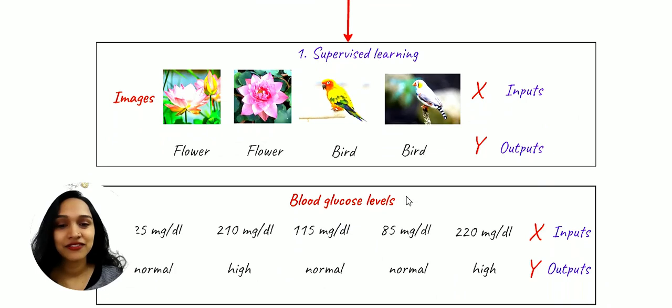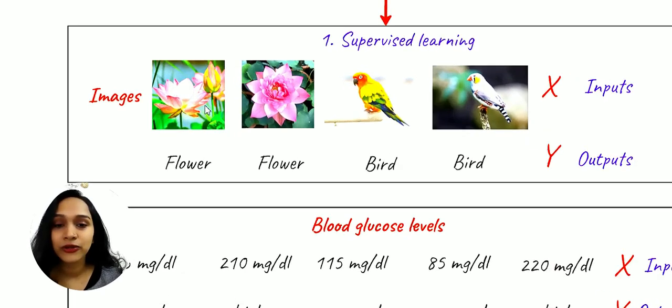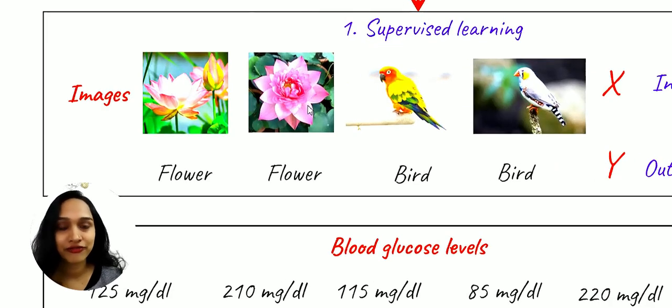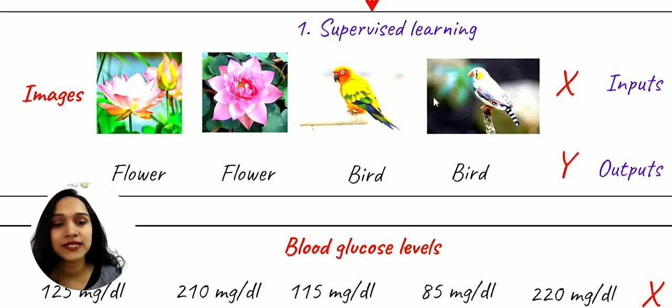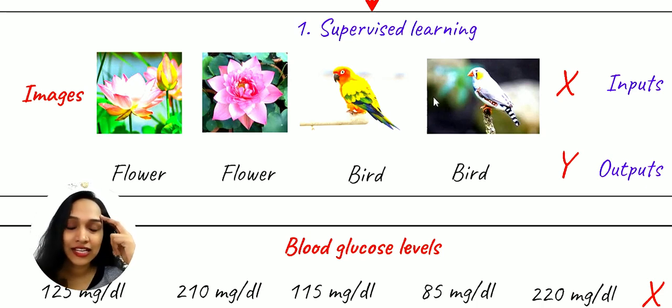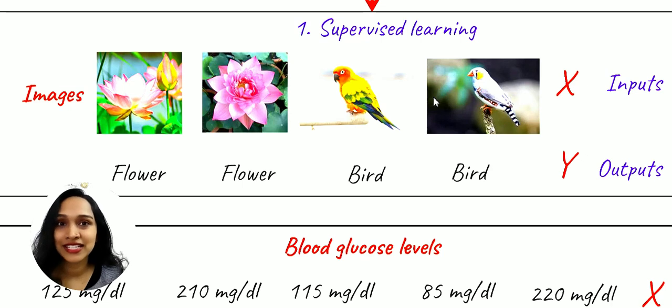So let us start with supervised learning. Here on this screen, you can see many images. We have images of different lotus flowers, and we have images of birds. When we see these images, our brain is naturally able to tell this image is that of a bird or this image is of a flower. How is our brain able to do that?